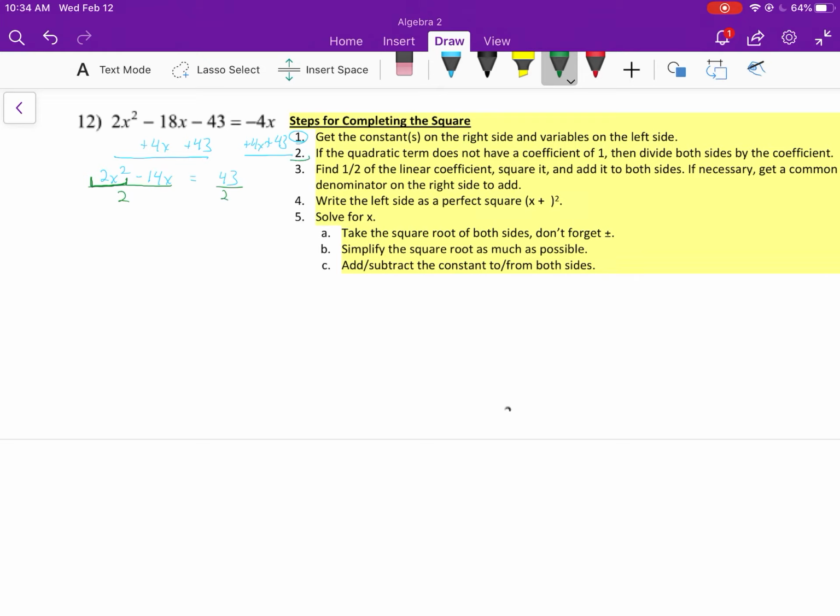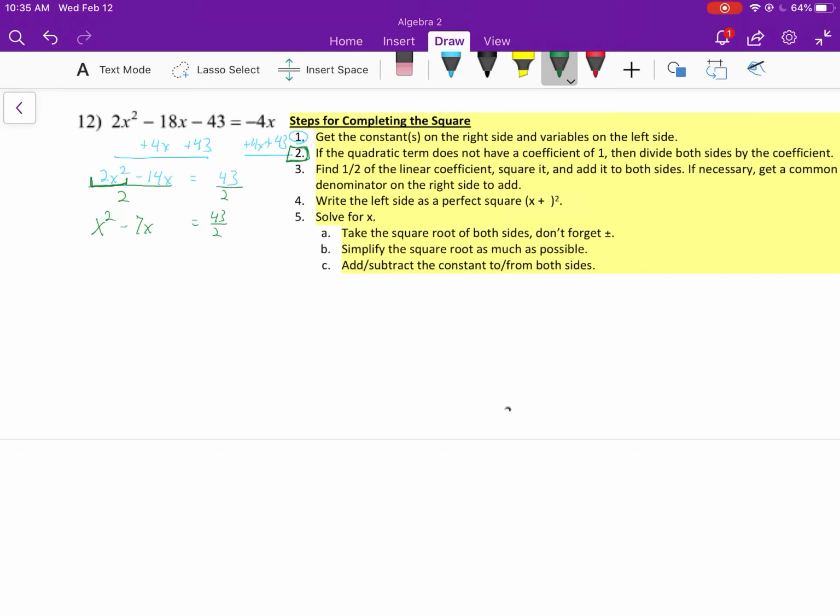Dividing both sides by 2. So we're doing step 2 here in green. Dividing both sides by 2 gives us 2x squared divided by 2 is just x squared. Negative 14 divided by 2 is negative 7x. Equals, and we actually just leave this. Now you can reduce, if it reduces. This one doesn't reduce. So we're going to leave it as an improper fraction.